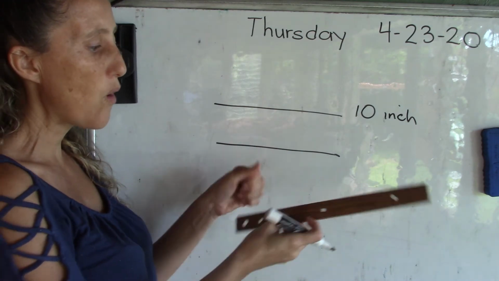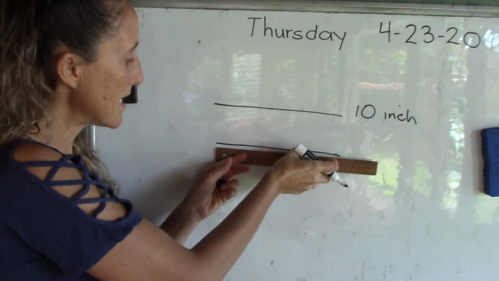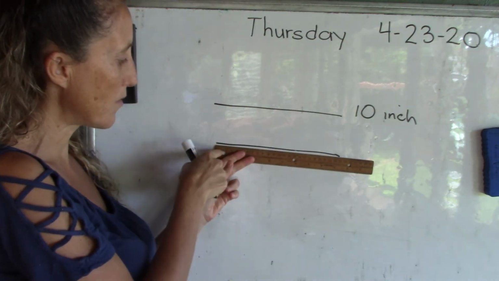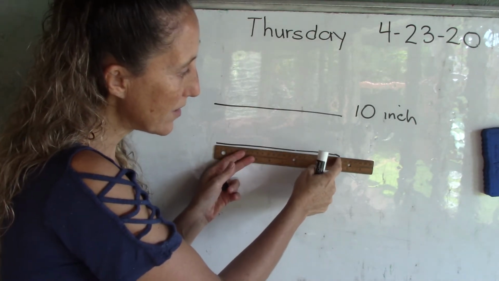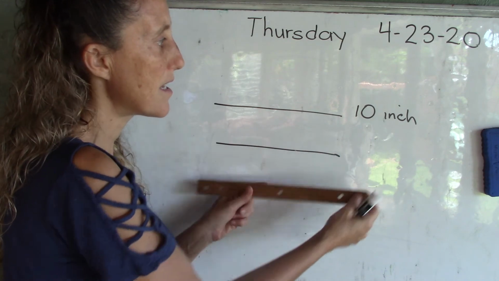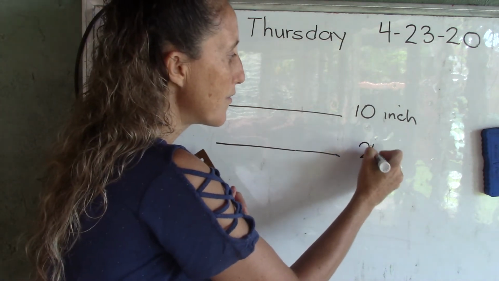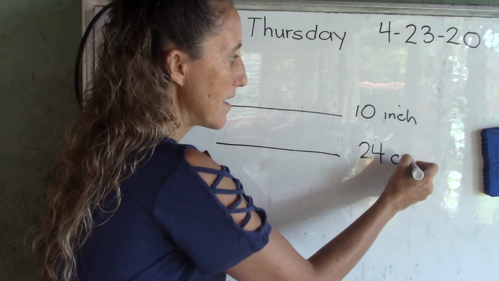But if I flip over my ruler and I use the centimeter side, I do the same thing. The 1 is on this side, and I put it right on the edge. If I look at the number that the line stops on, it's 24 centimeters.